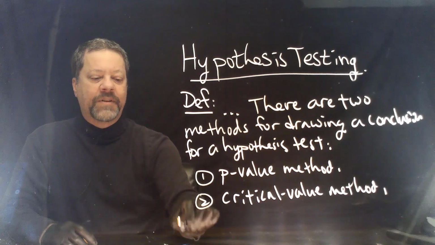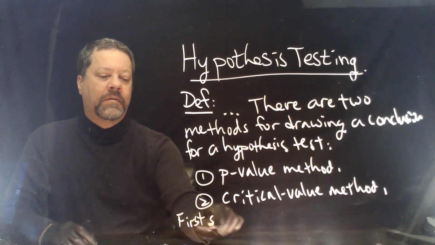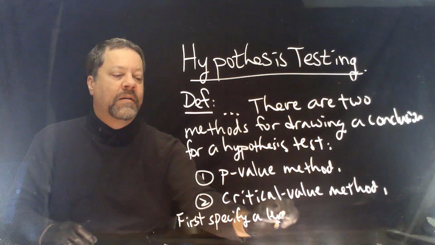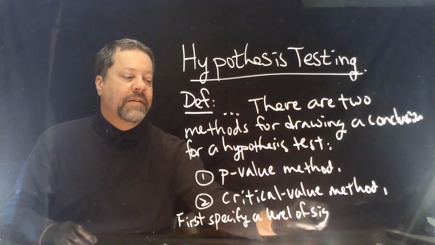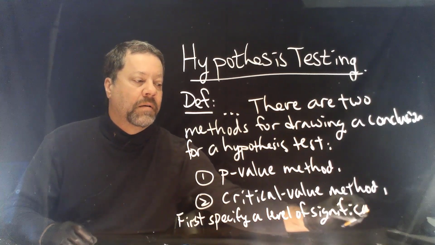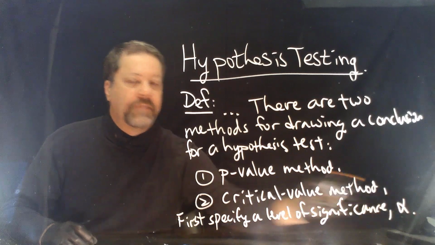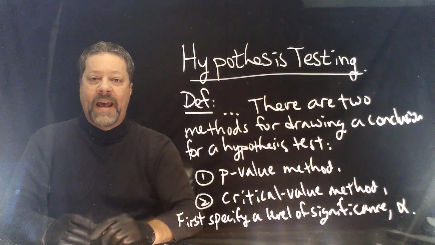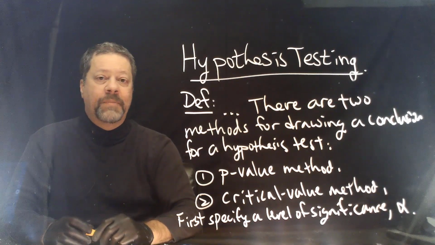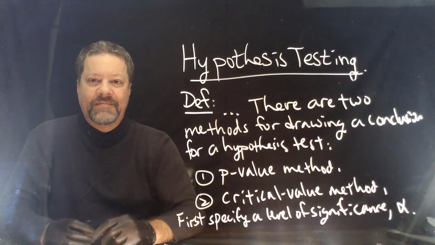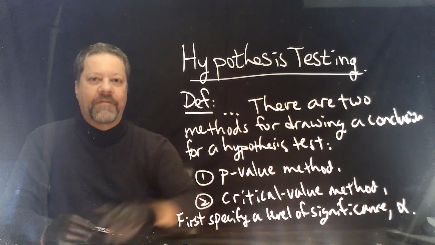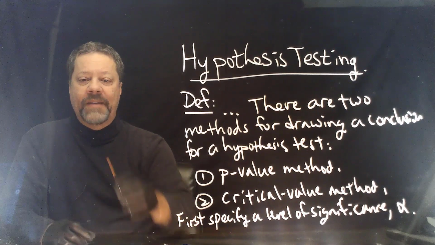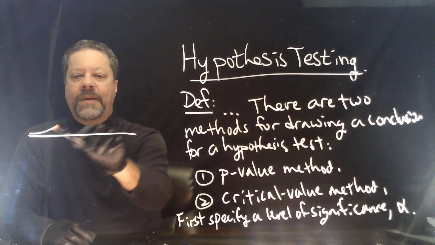With either method, we must first specify a level of significance called alpha. Alpha is going to be the area in the tail. We have, to this point in the course, chosen alpha to be at, say, 5%. If something has a probability of less than 5%, we call it unusual. So let me show you how these two methods will work once you've specified alpha.